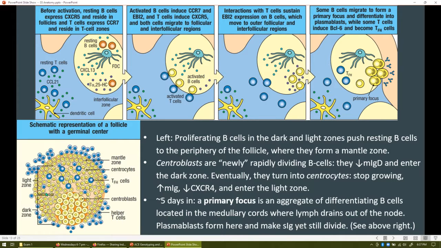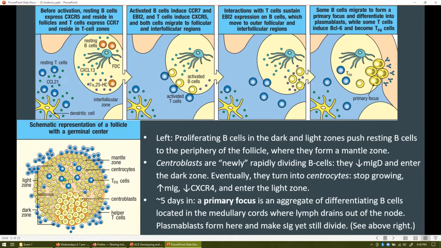And this little picture shows you the overall schematic of what a follicle with a germinal center looks like. So you have these cells called centroblasts, which are basically rapidly dividing B cells that have just encountered antigen and presented it to T cells and received T cell help. They are going to enter the dark zone where they will proliferate rapidly like dogs, or what is it? They're going to proliferate like rabbit on Viagra. They're going to push all the other B cells out of the dark zone into the light zone. And then they will stop growing eventually.